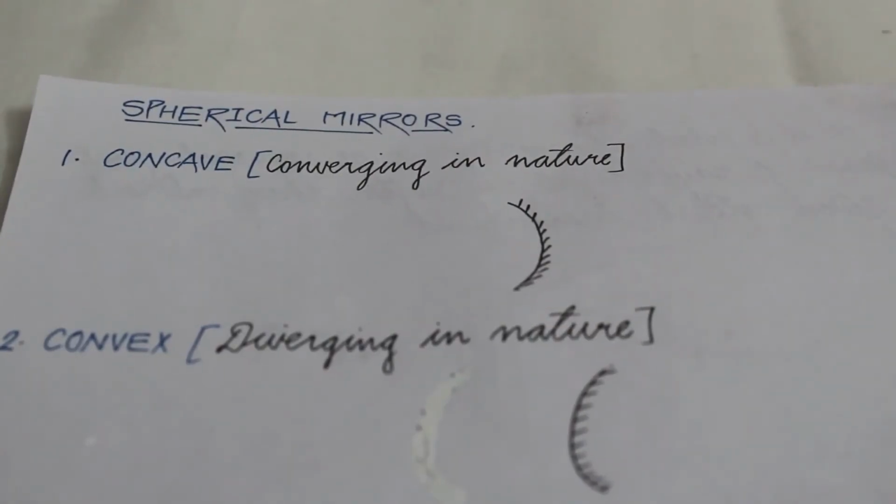In this chapter, we are basically going to study about spherical mirrors. There are two types of spherical mirror, concave and convex.